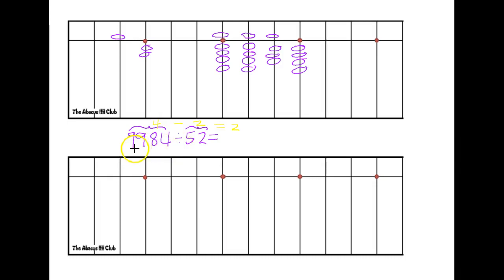The next thing you then need to do, because we're dividing by double digit, is look at the first 2 digits of the dividend. If it's bigger than what you're dividing by, then you need to add one more column. So in this case, the answer is going to span across 3 columns.